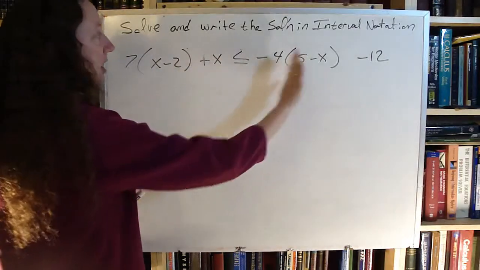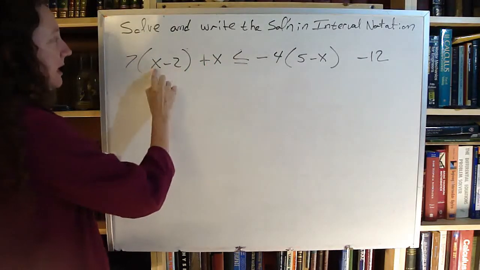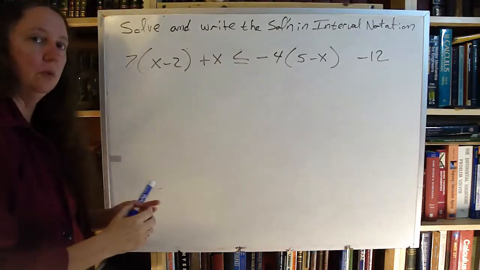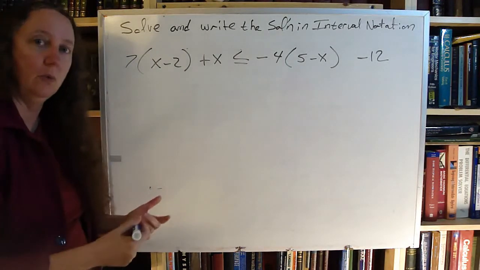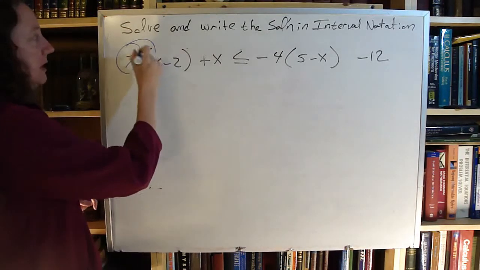I look at each side of the inequality, and I look to see how many times I see my x. 2 there, 1 there. So one of the first things I need to do is get all of my x's together. The way I'm going to do that is by using my distributive property.